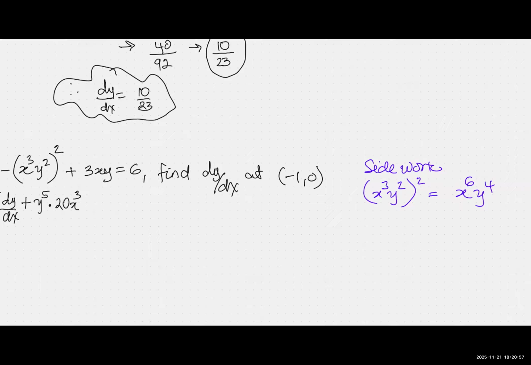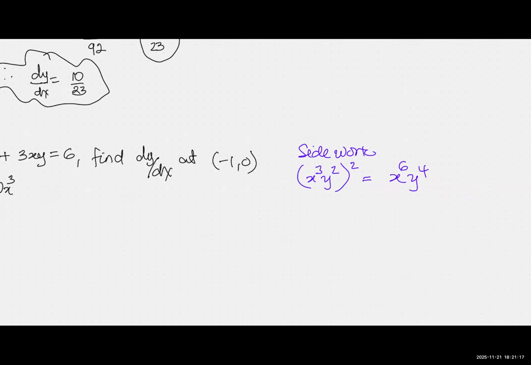So my x cubed y squared, all squared, is the same as x to the 6 y to the 4th. Can you agree with that? Yes, sir. So let me just give you the recall. The law: a to the m, raised to the nth power, is equal to a to the mn. So my x cubed raised to the second power is going to be x to the 6th. You're multiplying. And my y squared raised to the second power is y to the 4th.